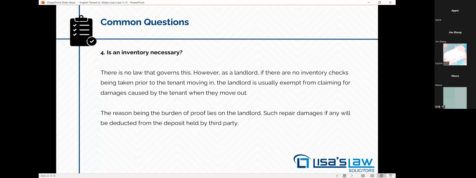But yeah, in most circumstances, the burden of proof will be on the landlord to prove that such repair, if any, is necessary, and that it is the tenant who caused it. And any such repair will usually be deducted from the deposit scheme that's held by a third party.